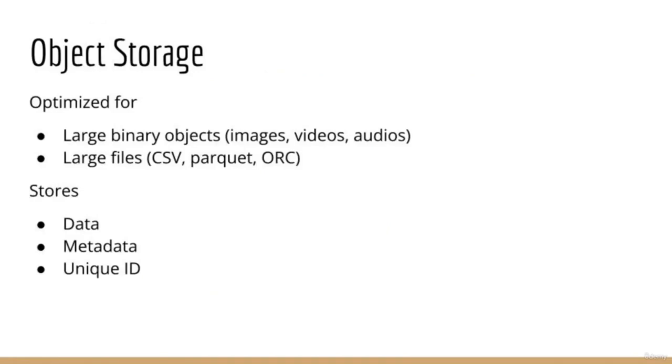The next non-relational data type is object storage. Object storage is optimized for storing and retrieving large binary objects, such as images, files, video and audio streams, large application data objects and documents, and virtual machine disk images. Large data files are also popularly used in this model, for example, delimited files such as CSV, Parquet, and ORC, and object stores can manage extremely large amounts of unstructured data. The data store stores data, some metadata, and a unique ID for each file.